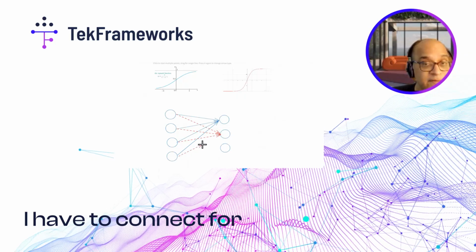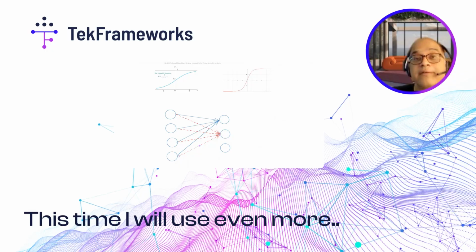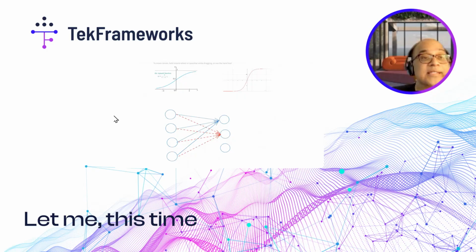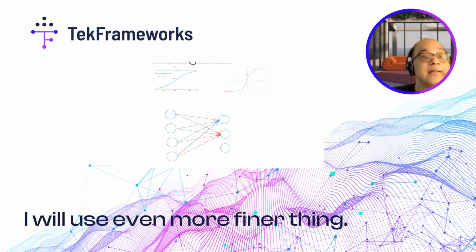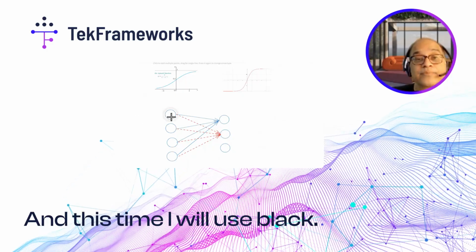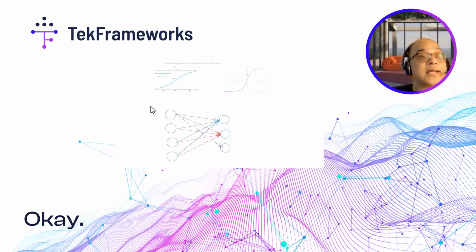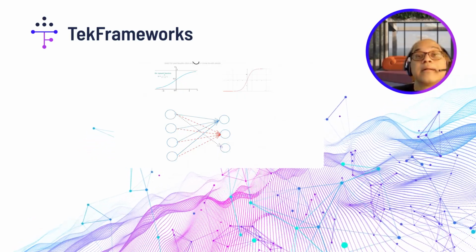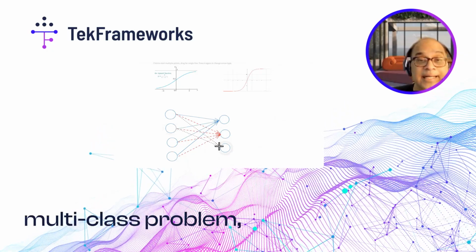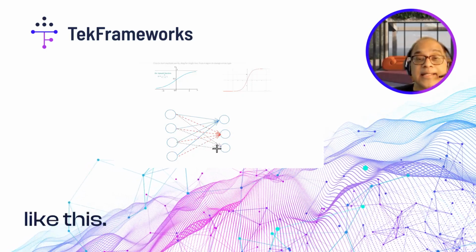Like that, I have to connect for the third guy also. This time I will use an even finer pen, and this time I'll use black. Okay, no confusion whatsoever. So you see, when I have a multi-class problem, my representation is connecting like this.